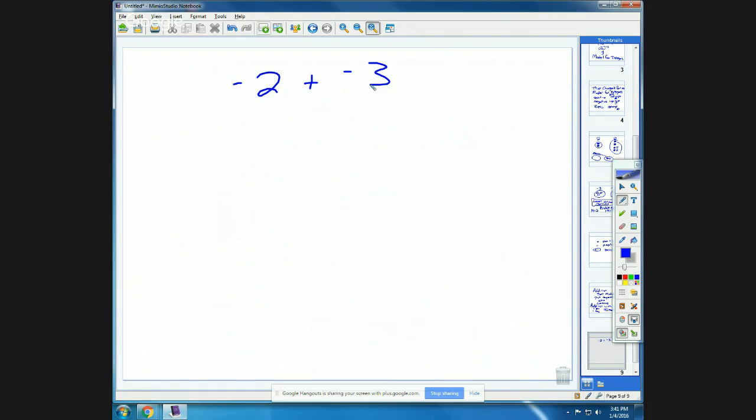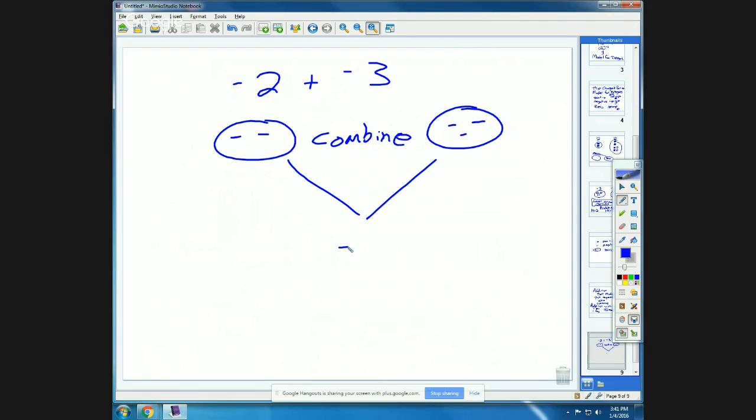I show -2. There's -2. And then I want to combine, or put together, with -3. After combining, I get that new set there, which I could call what? You call it -5. Doesn't look too much different than taking 2 plus 3. We just need these toys to demonstrate.